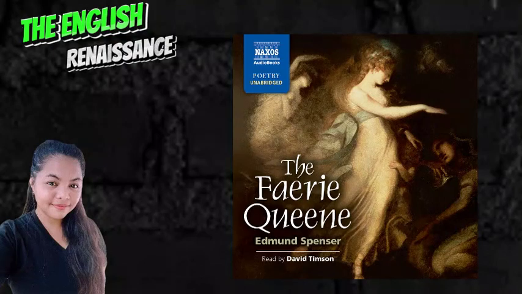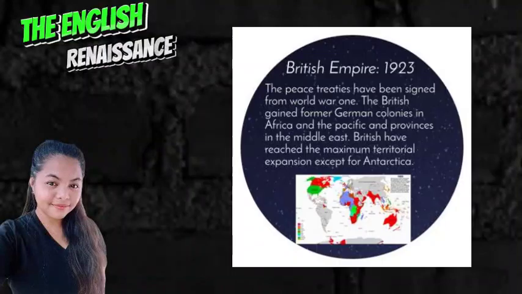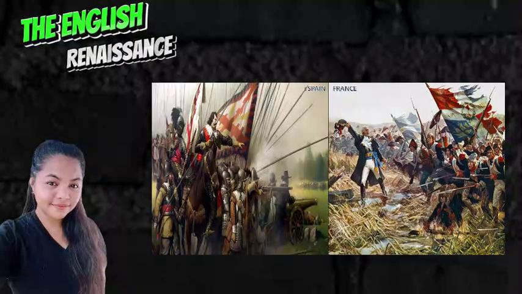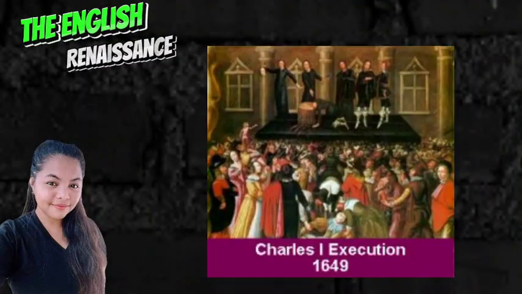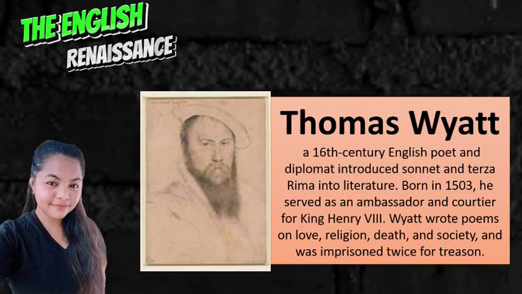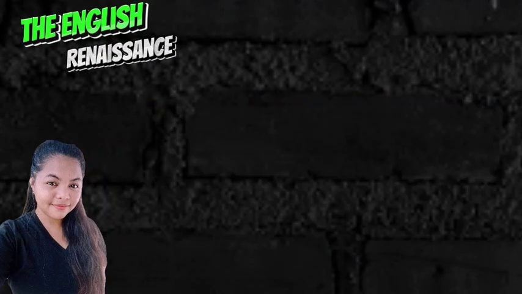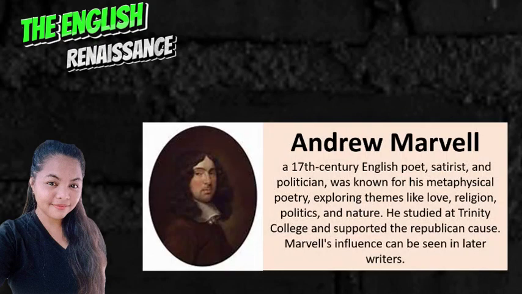The English Renaissance literature was also influenced by the representation of the social and political realities and challenges of the time, which included the rise and fall of the Tudor and Stuart dynasties, the expansion of the British Empire, the conflicts with Spain and France, the civil wars, and the execution of Charles I. Many writers commented on the political events and issues of the time, such as Thomas More, Thomas Wyatt, Sir Philip Sidney, Sir Walter Raleigh, John Milton, and Andrew Marvell.